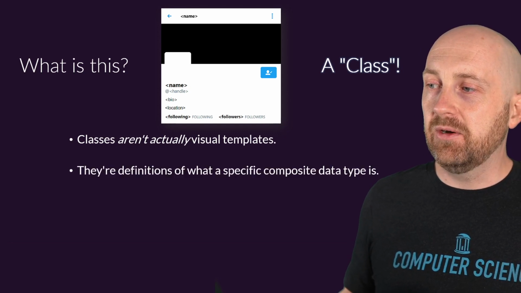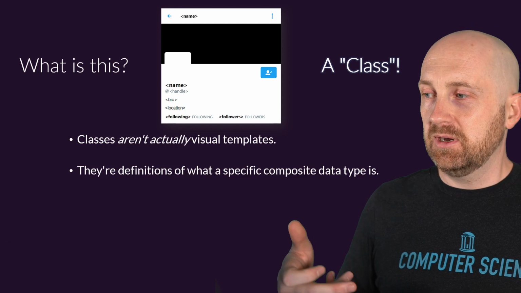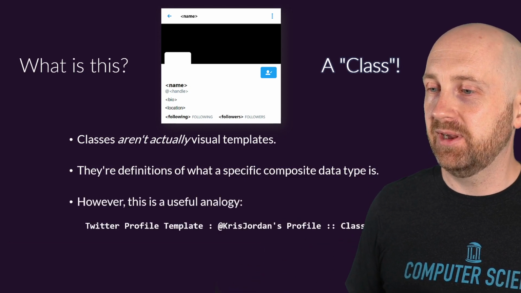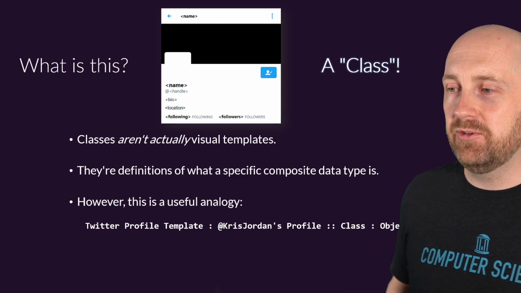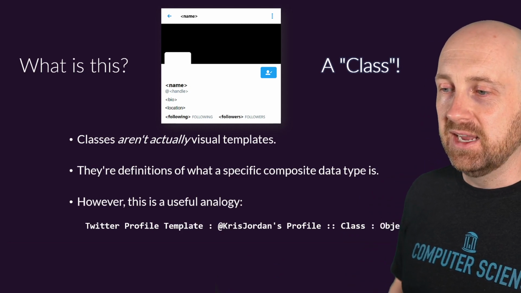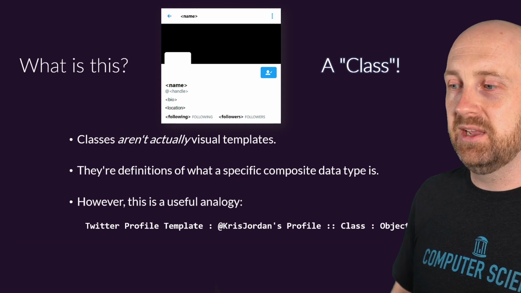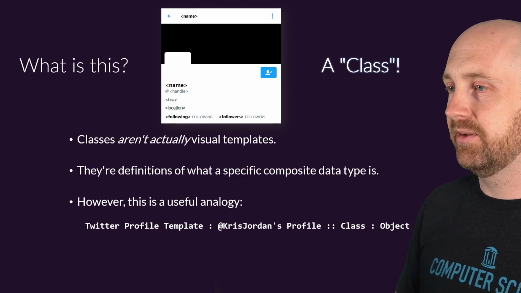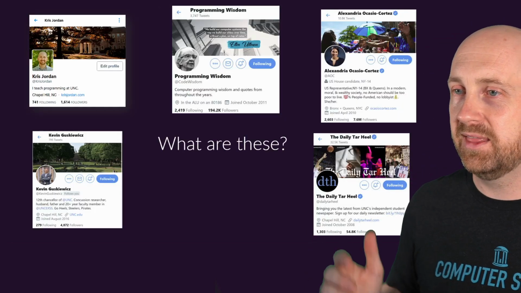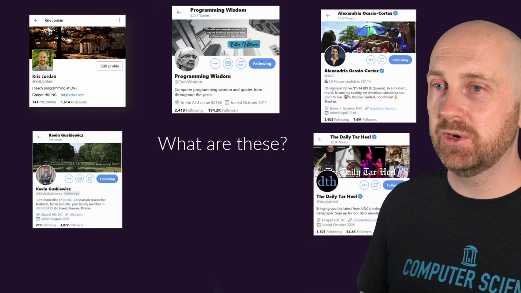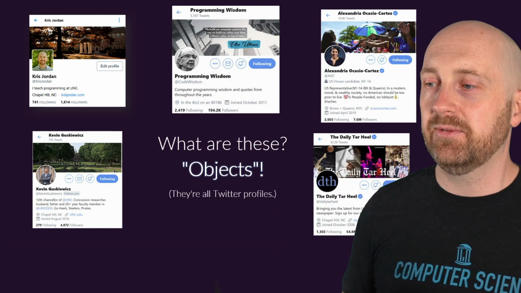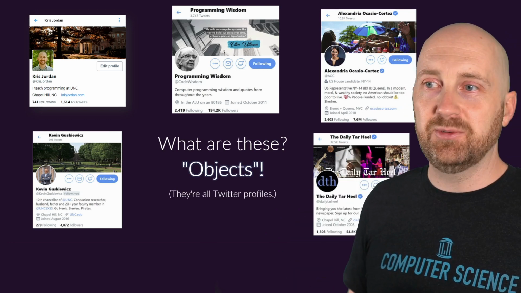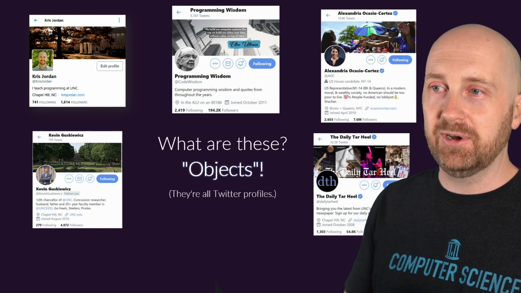What they define are the attributes, or what the data type is going to be made up of, and it's a composite, right? So the analogy that I would like you to take home is the idea of a Twitter profile template is to a specific Twitter profile as a class is to an object. And to try and drive this home, we could think of each of these individual Twitter profiles as objects, right? So each of these profiles has their own attributes, their own values for each attribute, right?